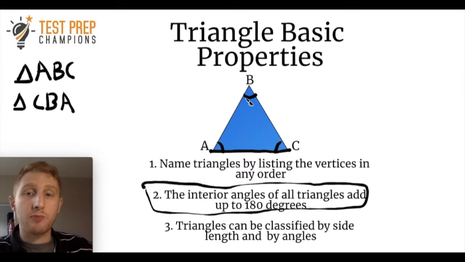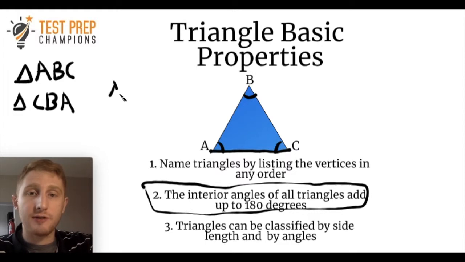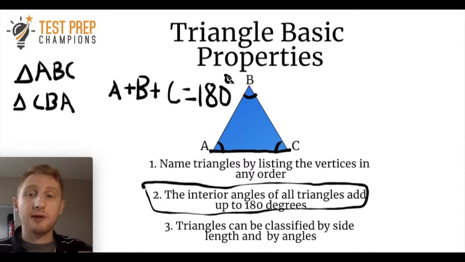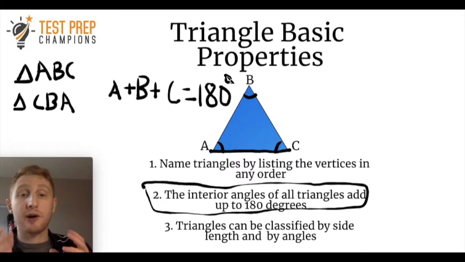The important point is that if you add these all up, they're going to add to 180 degrees. Let me write this out here. If you take angle A and add angle B, and then add angle C, the sum is going to be 180 degrees in all cases, all the time. The last point we're going to look at more in depth is that triangles can be classified by their side lengths and angles, so we're going to look at that now.